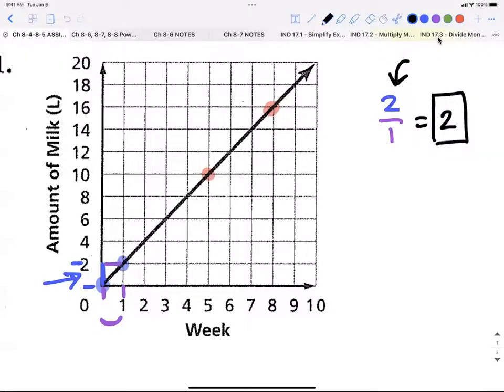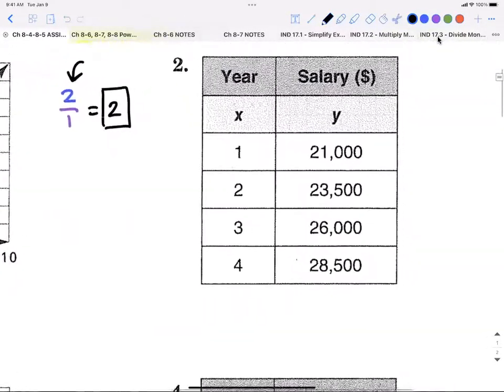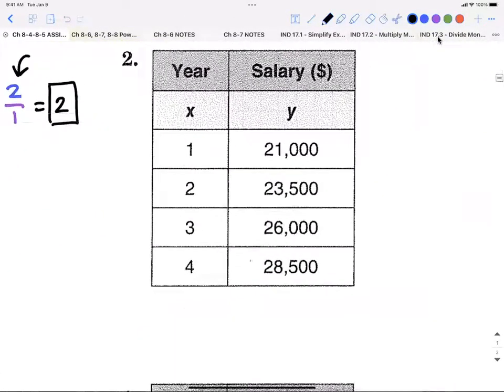All right, for number 2, it's not a graph. Instead, it's a table, but you still look at your change in X, which is I go up 1 every time. And it matters whether you go up or down, so make sure you label it plus and minus. But to go from 1 to 2, that's a plus 1. And because it's linear, it should be consistent all the way, and it is. Okay, it's plus 1, plus 1, plus 1, plus 1.